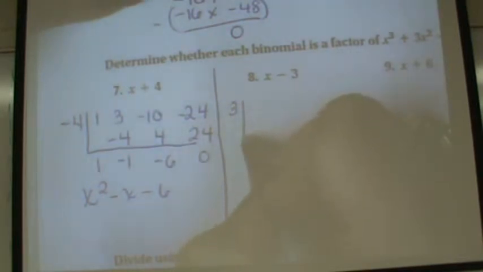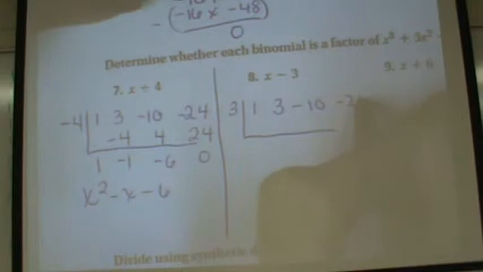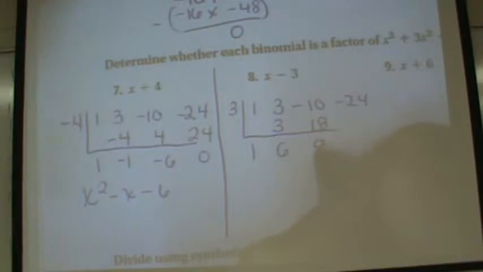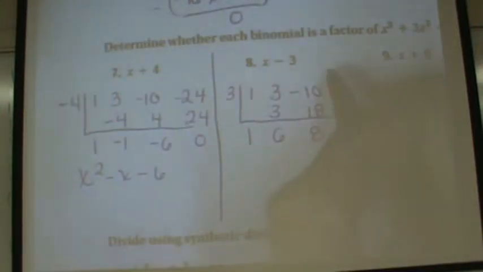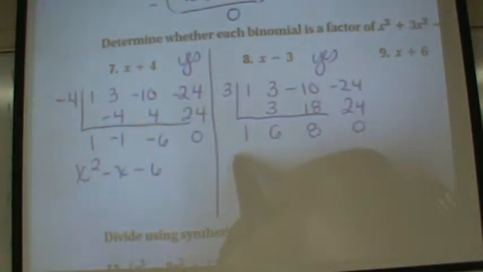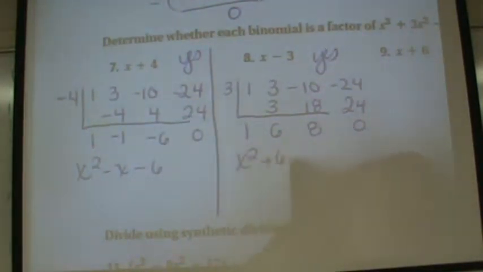Trying 3, put a 3 in here. You have 1, 3, negative 10, and negative 24. Bring down the 1. 3 times 1 is 3. Add, multiply, add, and you get 24, add, you get 0. So again, yes. So far 7 and 8 are both yes. And you would get x squared plus 6x plus 8.